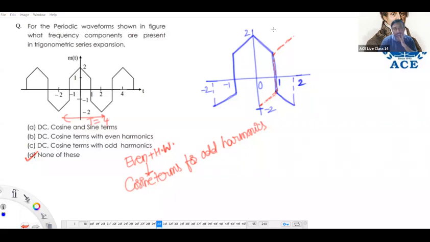It has even symmetry as well as half wave. With respect to the y-axis, 100% even. For the 0 to 2 segment, you make amplitude scaling, that is this red signal. But what is the half wave condition? We know the half wave condition: m(t) must equal minus m(t plus or minus T/2). So after taking this red signal, left shift it by 2 seconds. If you left shift by 2 seconds, we are retaining this segment, so it also exhibits half wave.